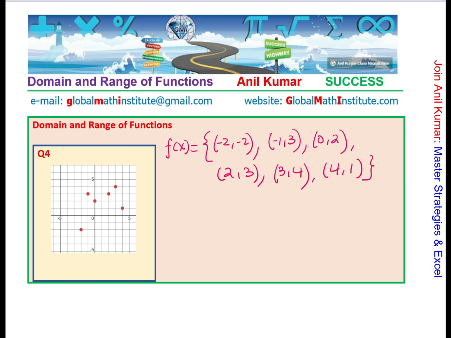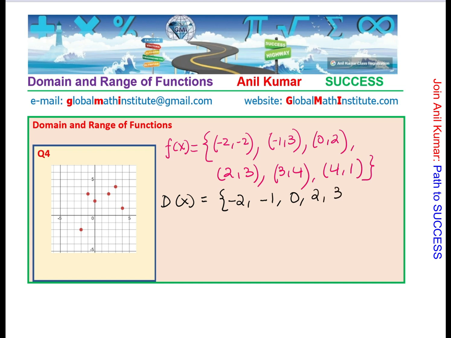You'll see that for each x value in the domain, we have exactly one y value. Now the domain in this case is all the x coordinates, right? So I'm writing D of x is equal to, so this is called roster form, okay? So the domain is all the x values: minus 2, minus 1, 0, 2, 3, and 4.